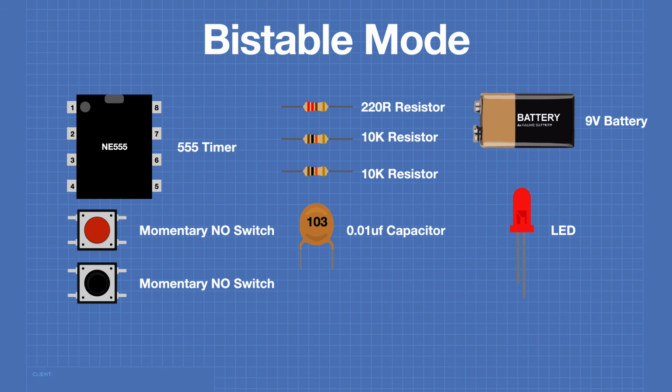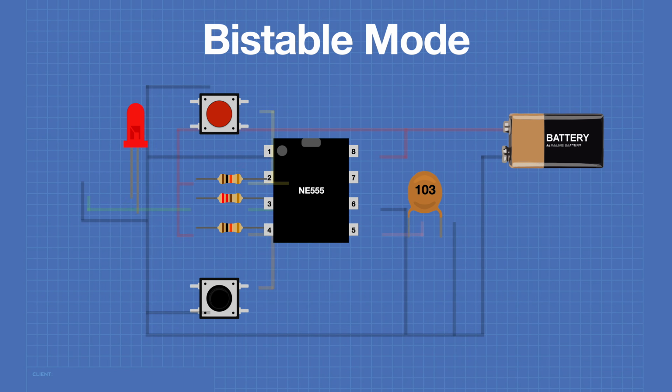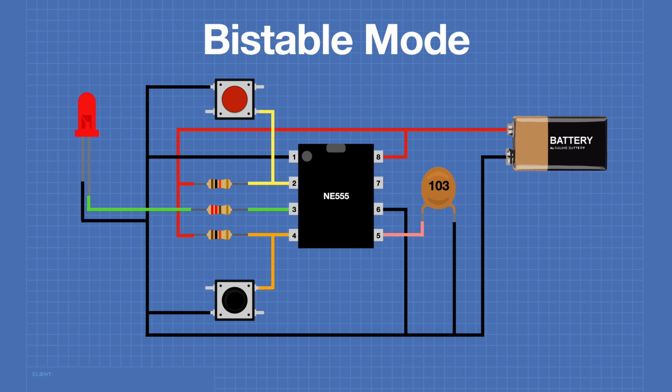For this experiment, we will of course require a 555 timer. We'll need two momentary contact normally open push button switches, three resistors, one 220 ohm resistor and two 10K resistors, a 0.01 microfarad capacitor, an LED, and a 9-volt battery. Now here's how we'll hook everything up in bistable mode.